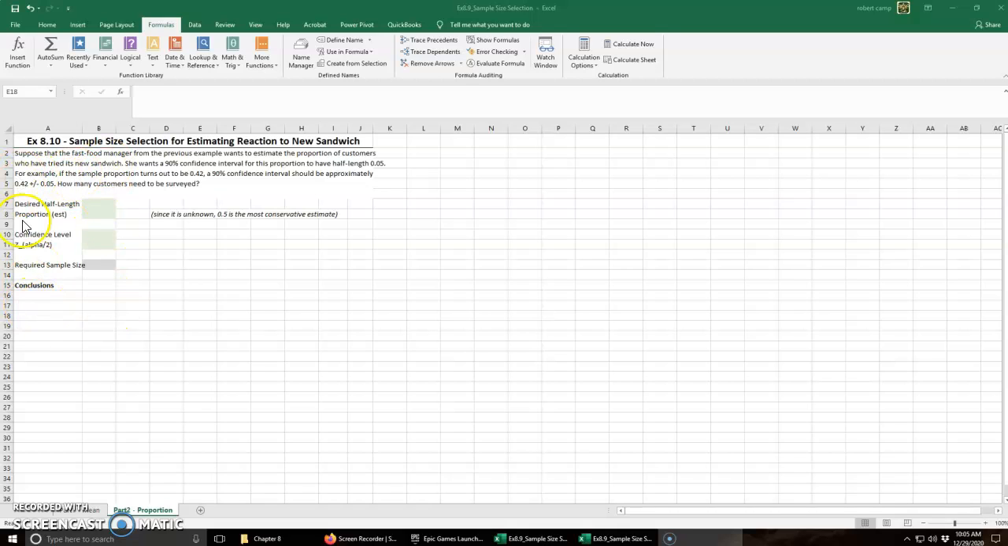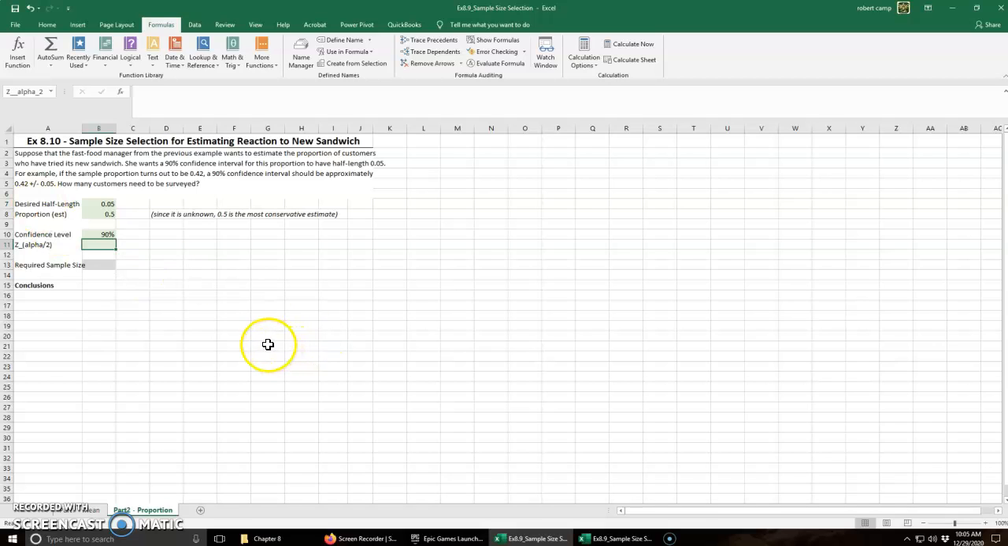I've already put the range names in for these here, so let's just get right to it. So the desired half-length is going to be 0.05. The proportion that tried, since we don't really know, we're just going to use 50% because it's the most conservative estimate that we can have. Confidence level of 90%, and we can calculate out our alpha.